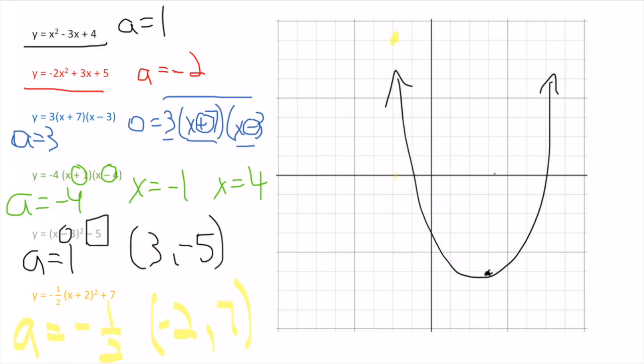It's opening down, and it's fatter than normal. So it looks something like that. So those are the 3 different forms that parabolas take. And they're all actually related to each other.